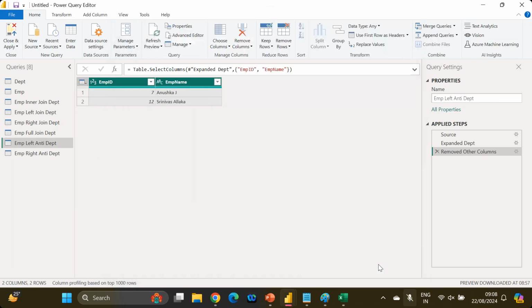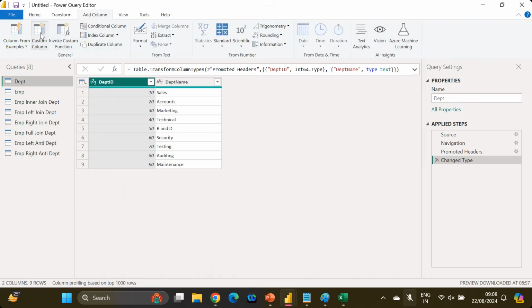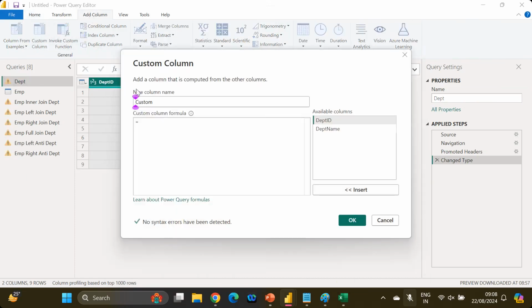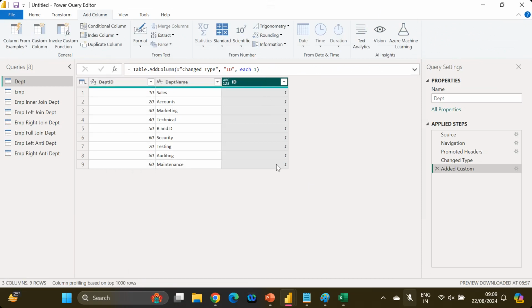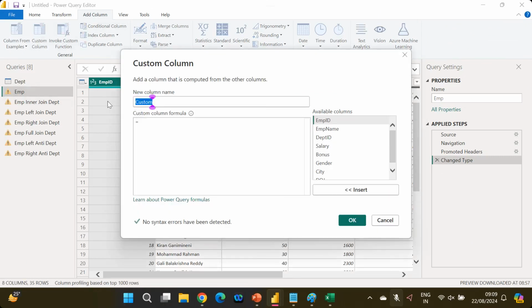So if you want to work with the cross join, you have to do one trick. Go to department table, go to add column, click on add custom column, add one column called ID and value is equivalent to 1. So you will be able to get 1 here, right? Same thing you need to repeat. Click on employee table, go to add column, click on custom column. So what is the column name?